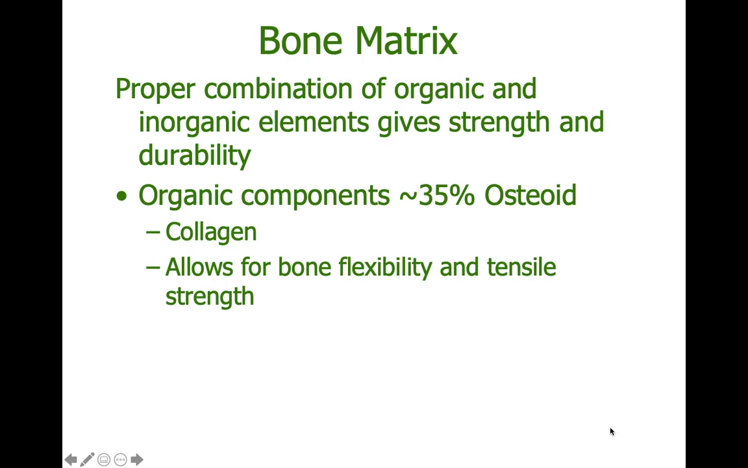We'll pick up here where we left off with allowing for bone flexibility and tensile strength, the presence of the organic component, primarily collagen. Again, we typically don't think of bones being bendy, but in fact they are, and it's necessary that they do have a slight amount of bend to them to allow for the proper workings of our skeleton. Tensile strength refers to the ability for a bone not to stretch.